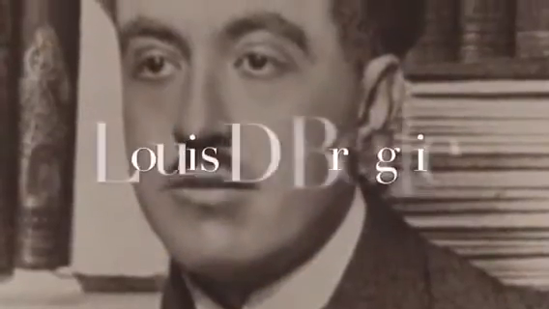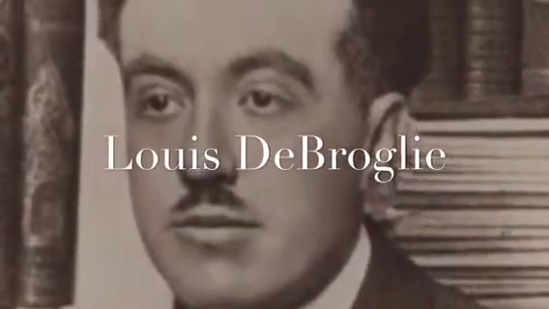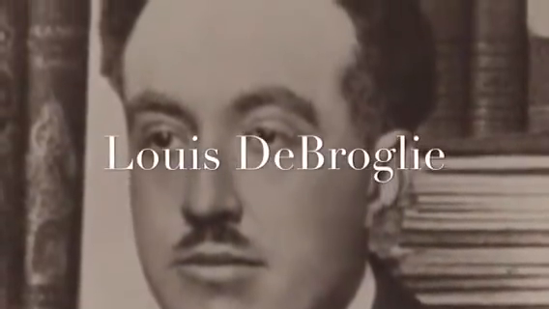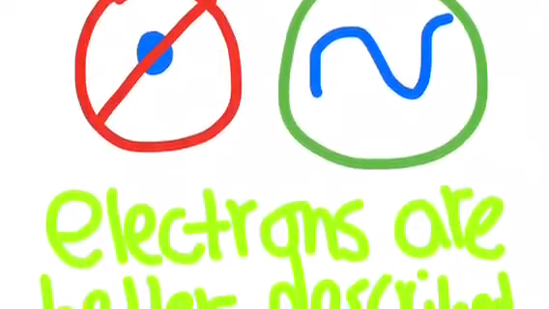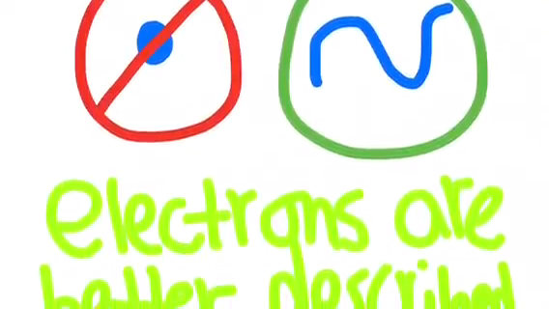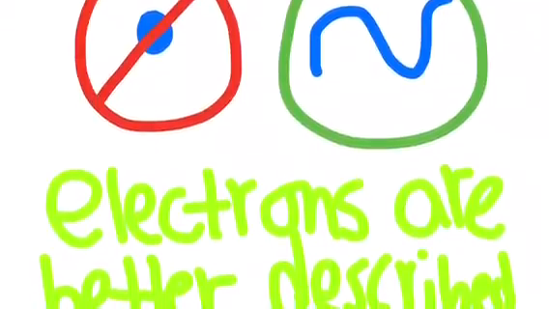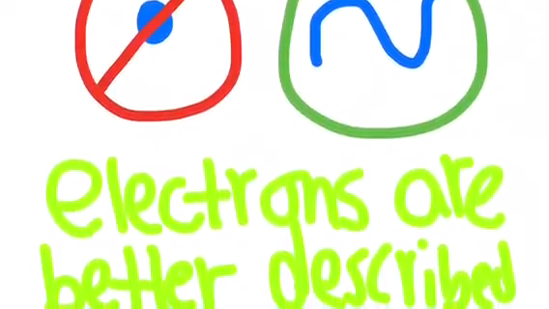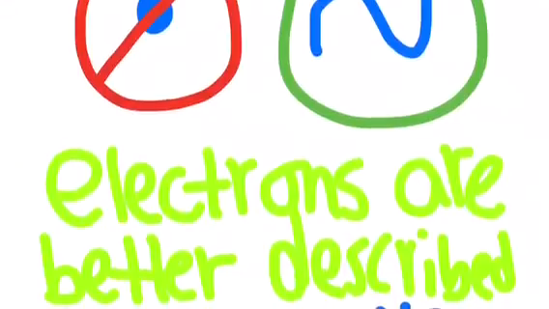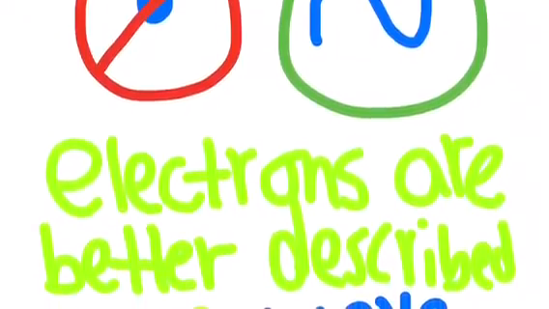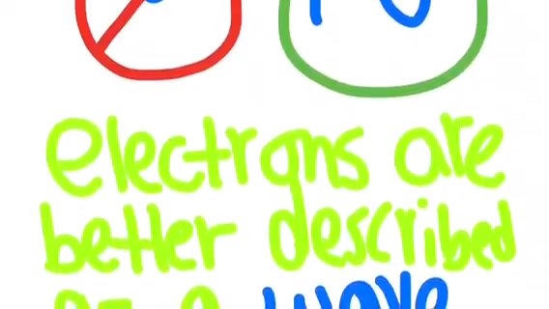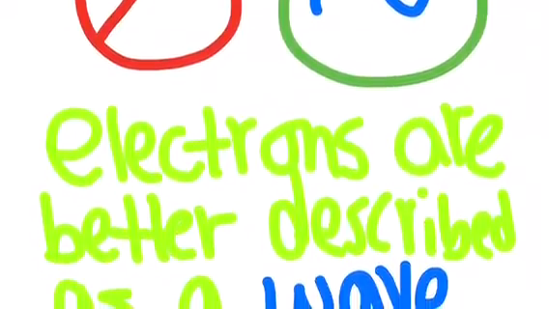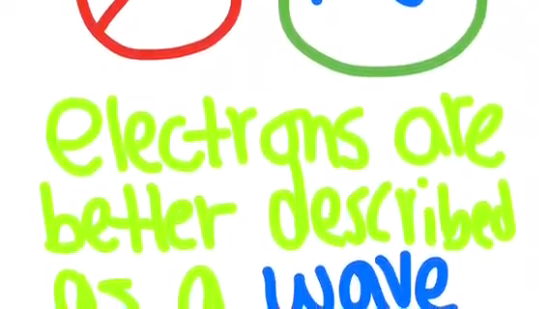The next discovery took place in 1924 by a man named Louis de Broglie. He proposed that waves can act like particles and particles can act like waves. He suggested that electrons are better described as waves rather than as particles. This was important because now we can describe the energy of electrons better by looking at its wavelength rather than just its mass and velocity.